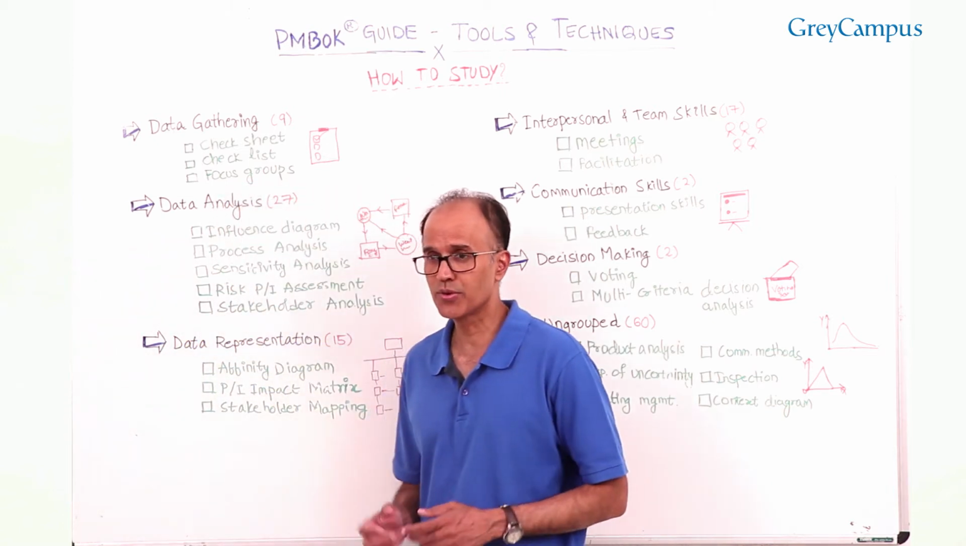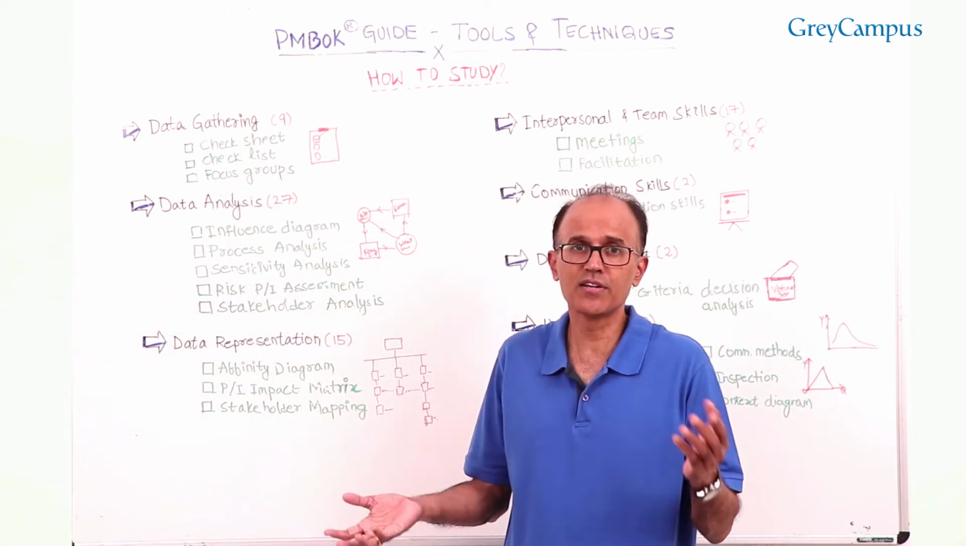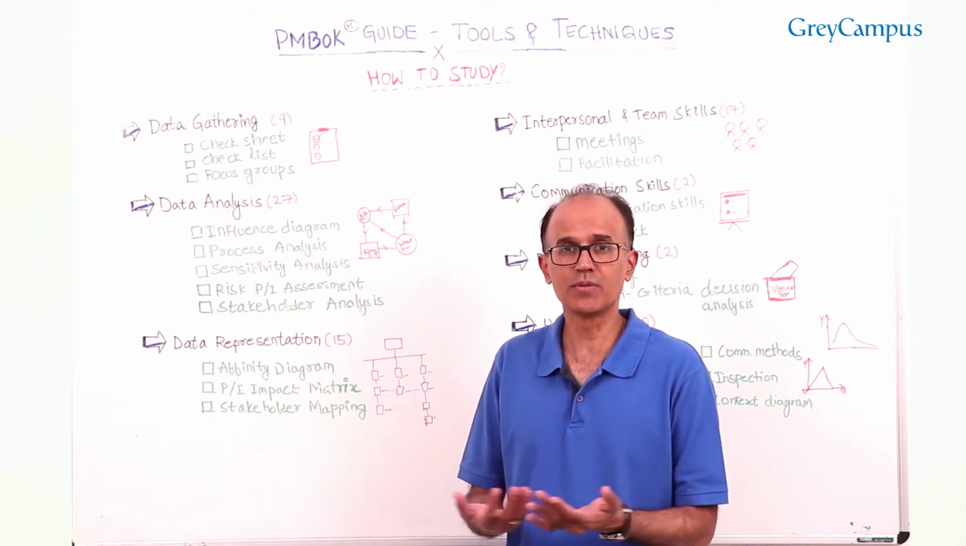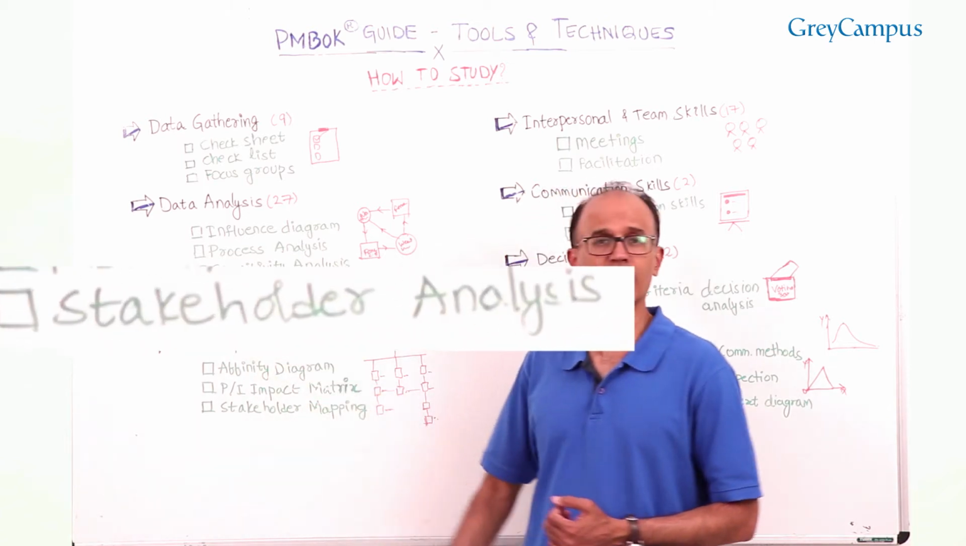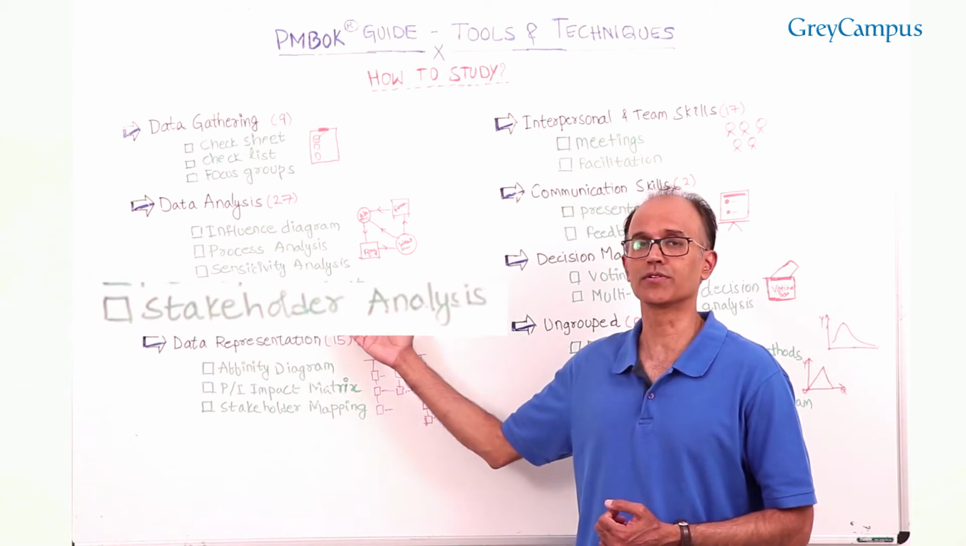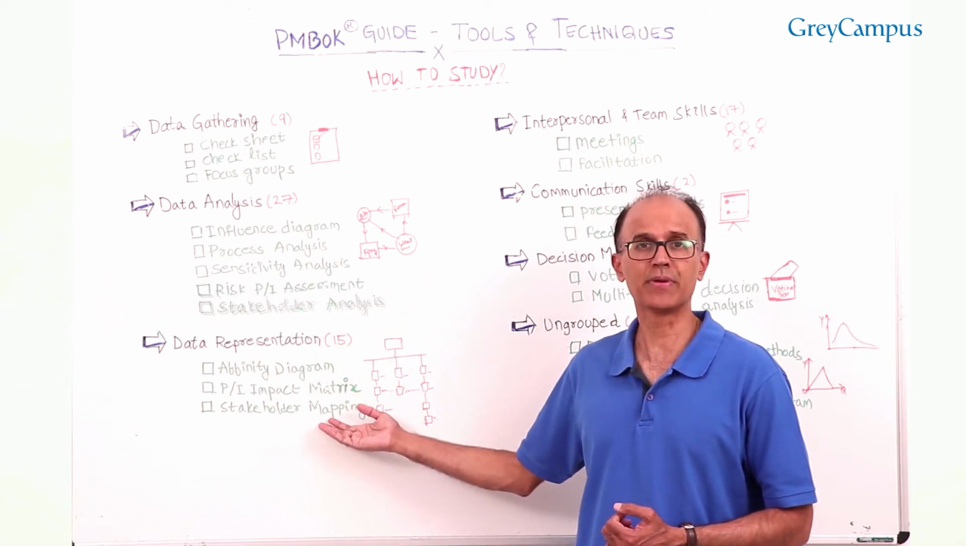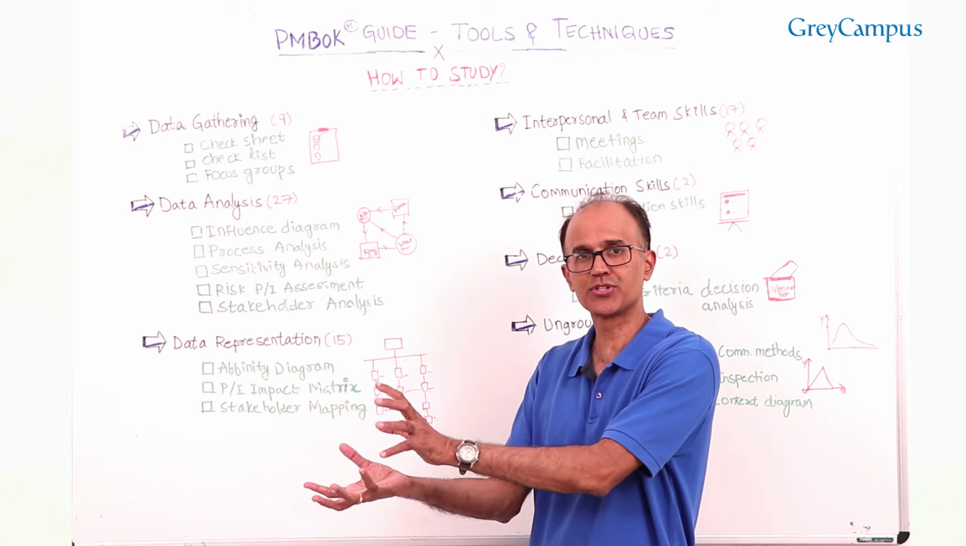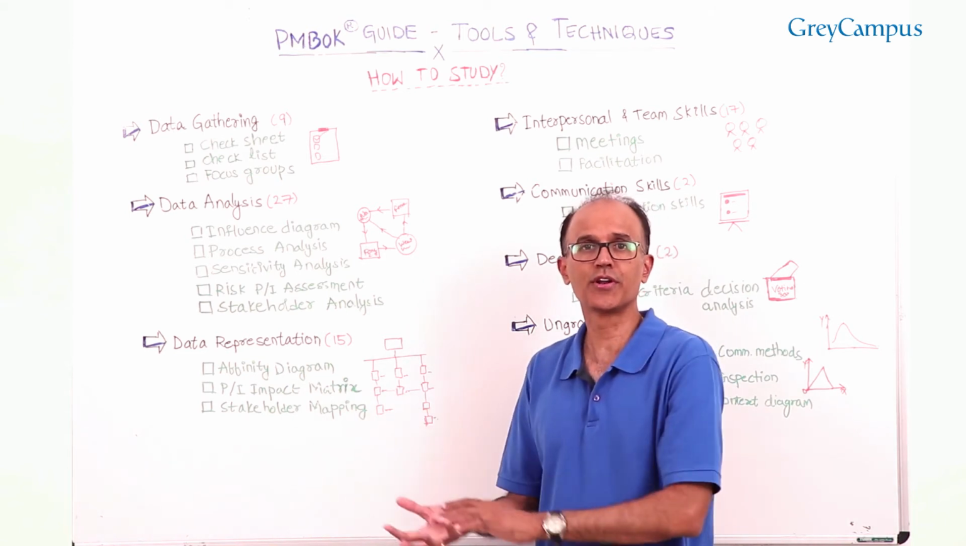Some more examples to really understand that there are different techniques which may sound similar. Stakeholder analysis, it's about analyzing stakeholders. Compare that with stakeholder mapping to represent them in a picture like an impact grid or a stakeholder cube.